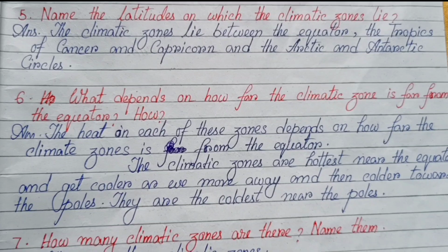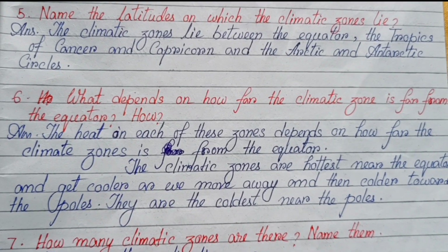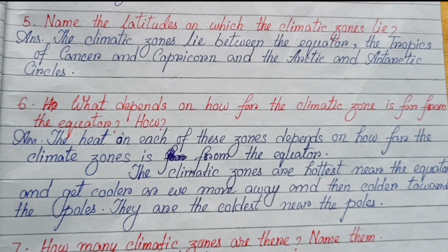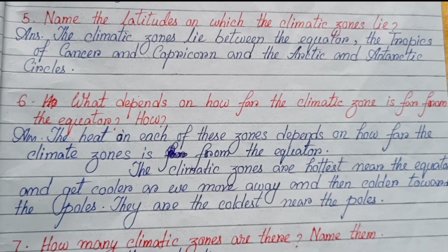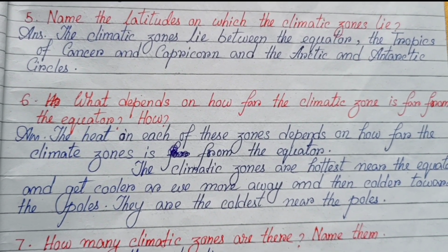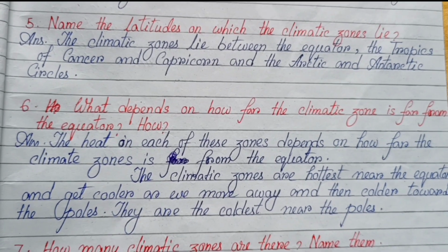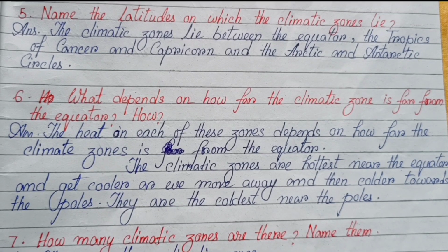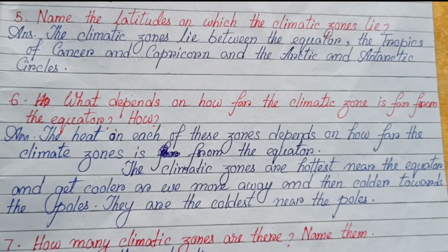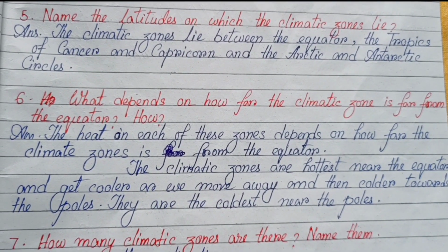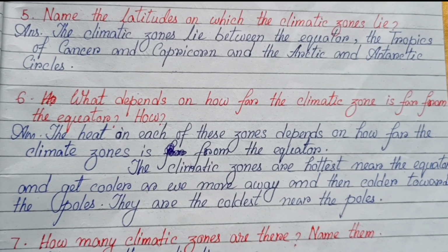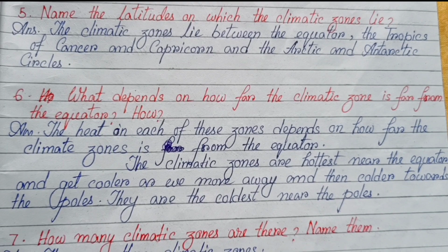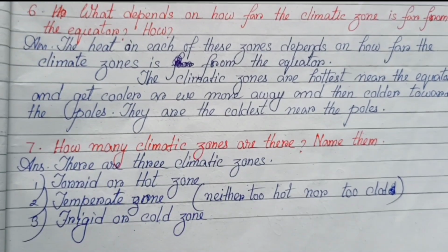Number 6, what depends on how far the climatic zones is far from the equator? The heat on each of the zones depends on how far the climatic zones is from the equator. The climatic zones are hottest near the equator and get cooler as we move away, and then colder towards the poles. They are the coldest near the poles.